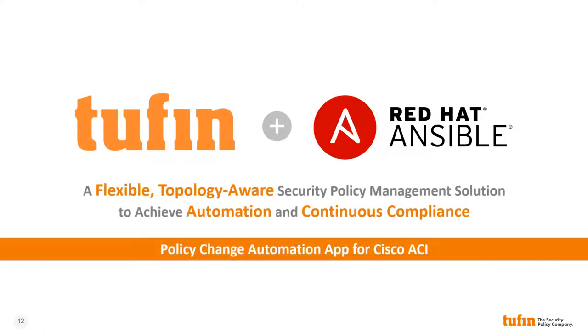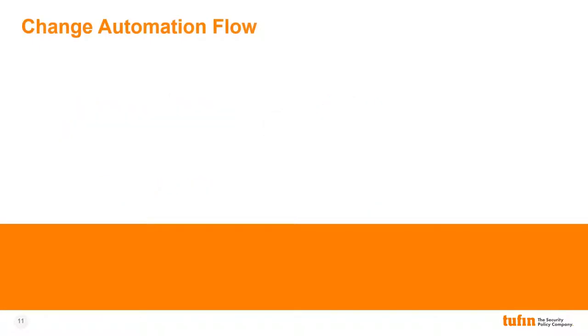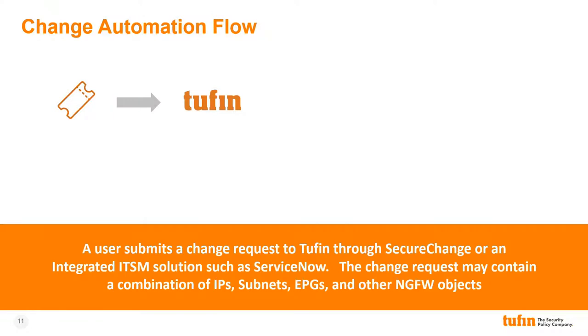We'll dive deeper into Tufin's security policy automation use case when we discuss Cisco Firepower a little later, but I wanted to take a moment here to discuss the Policy Change Automation app for Cisco ACI. Here's how the Policy Change Automation app works from request to provisioning. First, a user submits a ticket for the requested change.